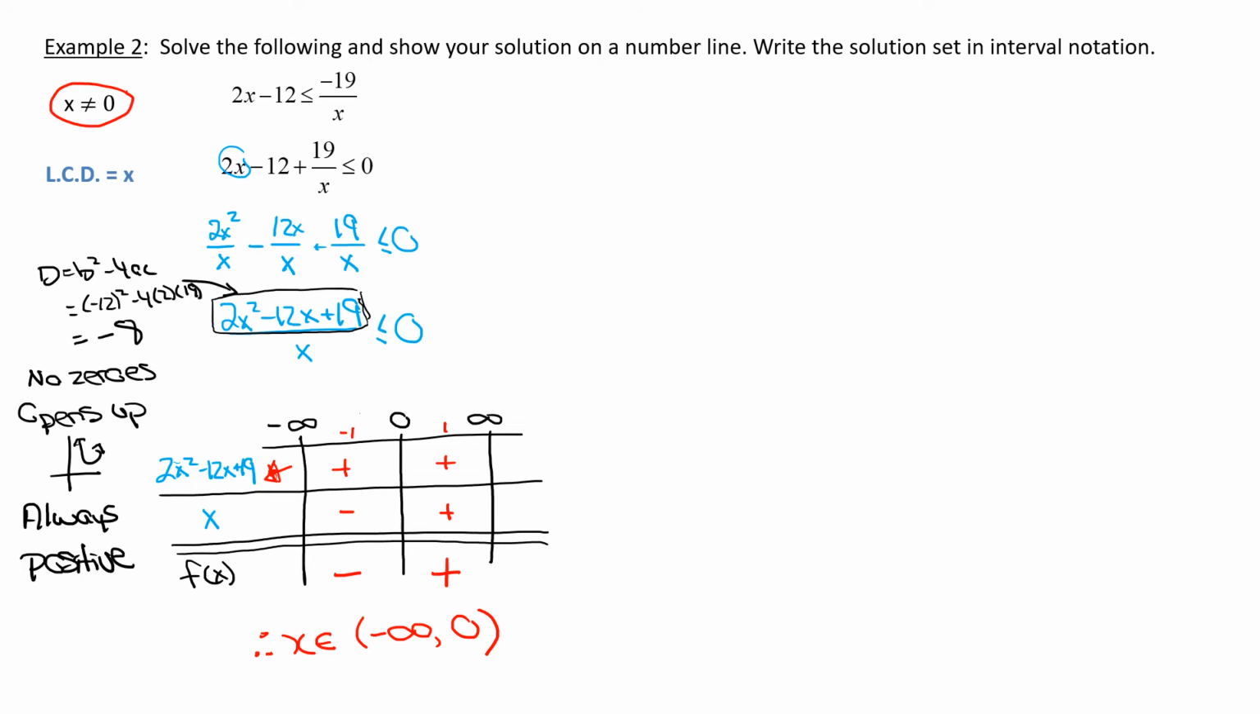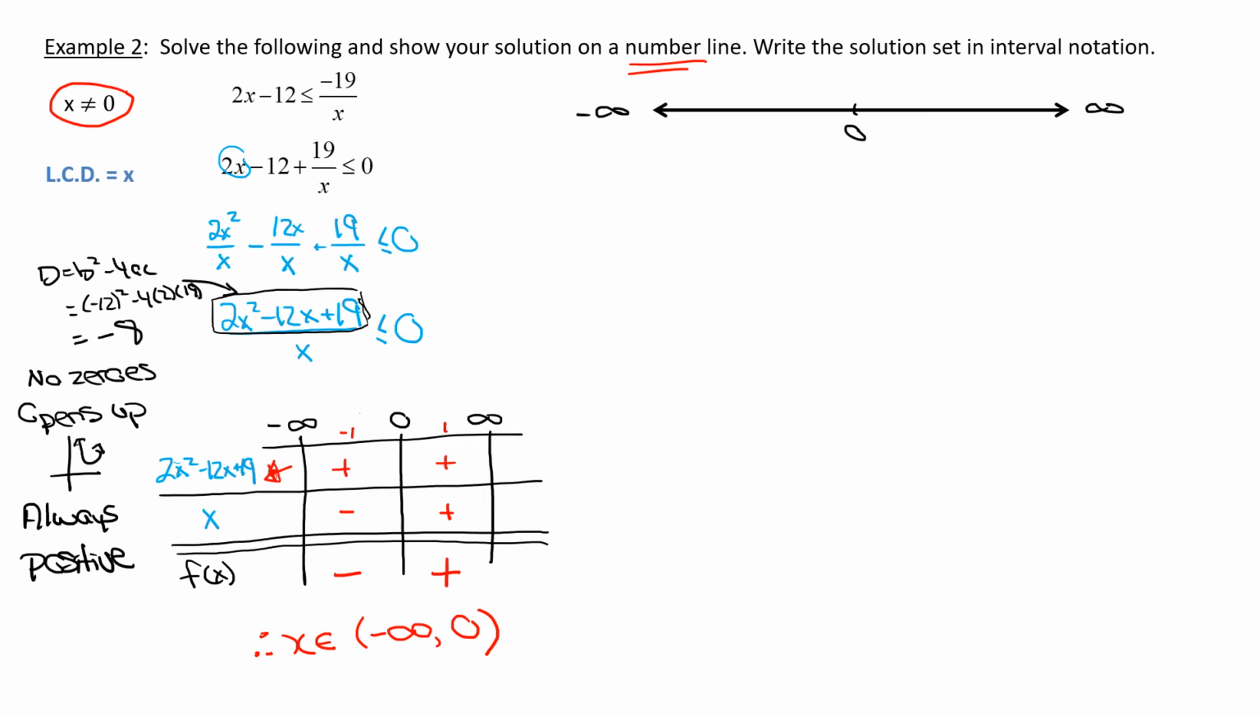So how do we put this into a number line? Question says in a number line. So we're going to draw a straight line here. And now we're going to put on our important values, which we don't have too many of them. We've got negative infinity, 0, and infinity.